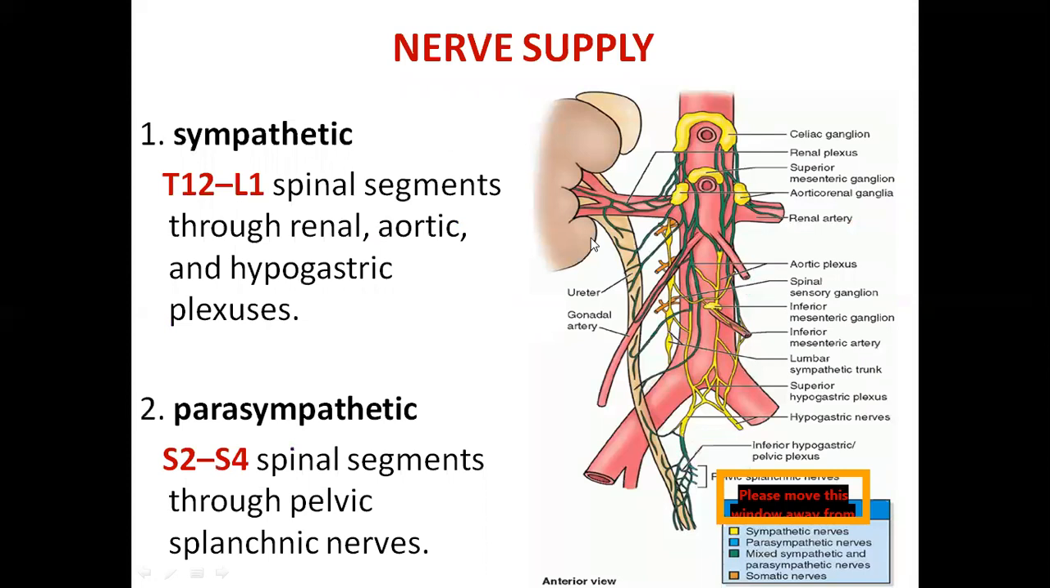Now coming to the nerve supply of the ureters, sympathetic nerve supply comes from T12 to L1 spinal segments through renal, aortic and hypogastric plexuses.